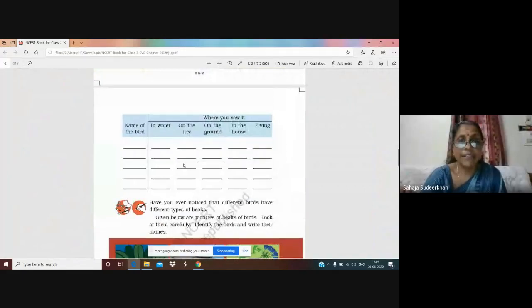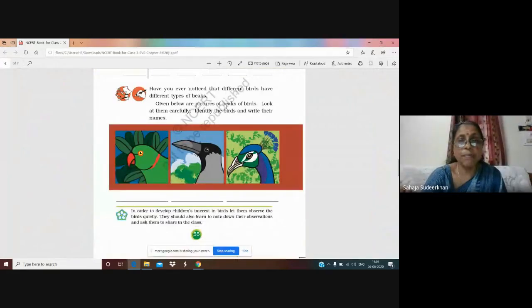Here, given below are the pictures of beaks of birds. Look at them carefully and identify the birds and write their names. Which bird is this? Yes, it is a parrot. Which type of beak is it? It's curved, isn't it? Curved, pointed beak.